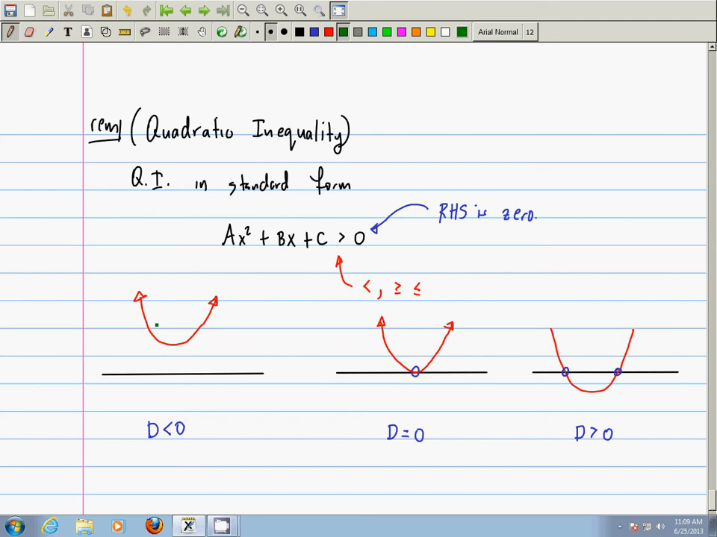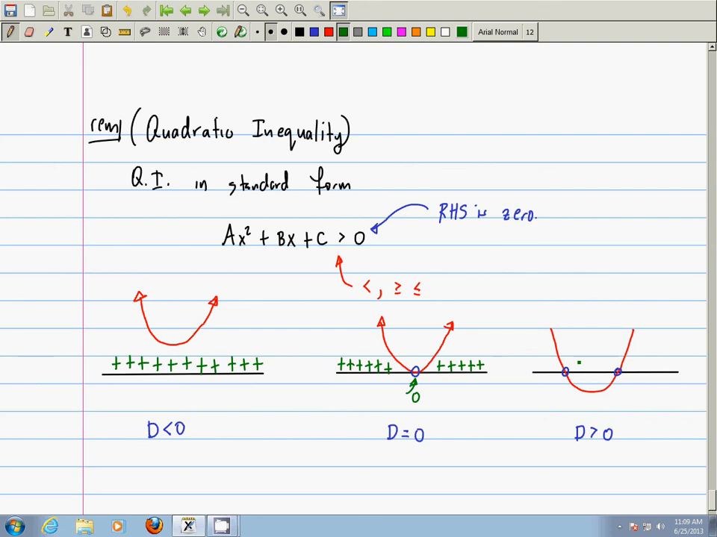this parabola that I've drawn is positive everywhere. So it's positive for all values of x. Right? No matter where you check, it's positive. Okay, this parabola is positive almost everywhere. It's positive everywhere except this one value where it's zero. Right, it's zero at one place.